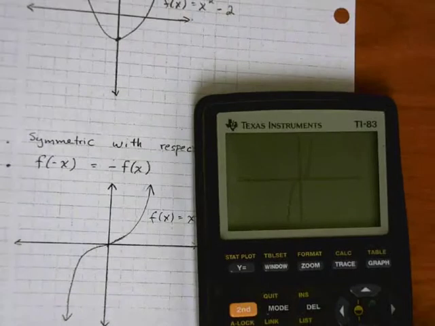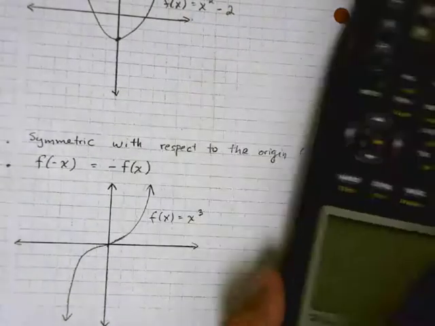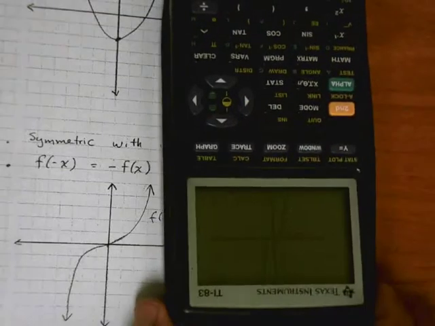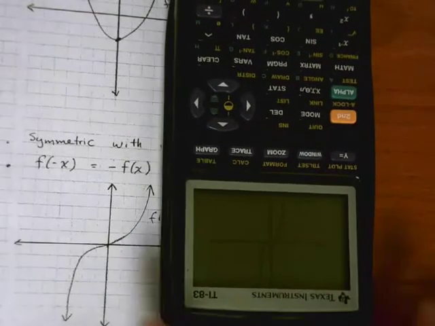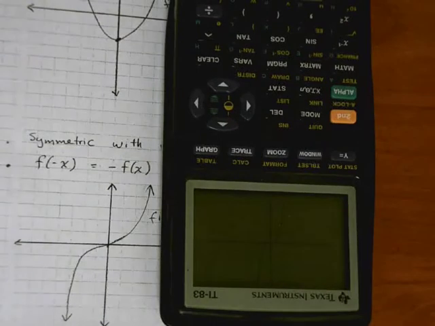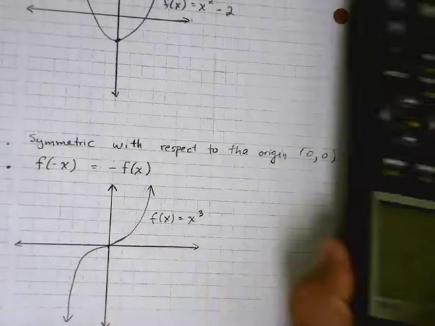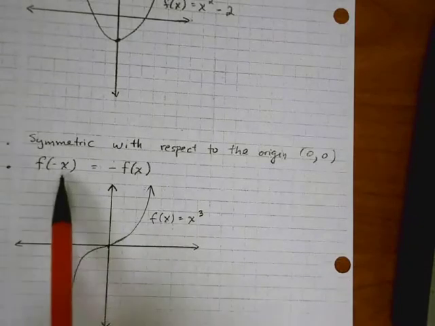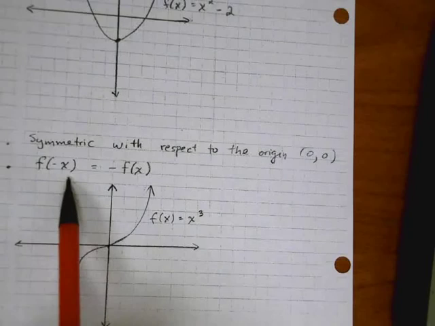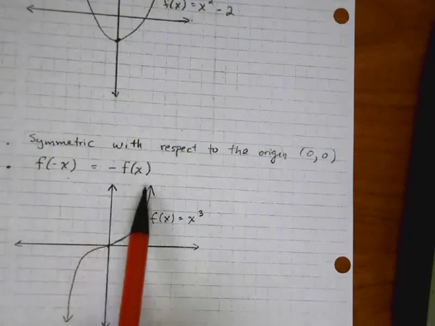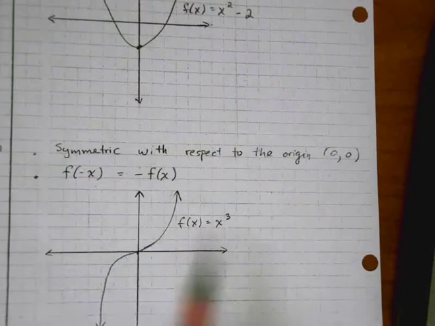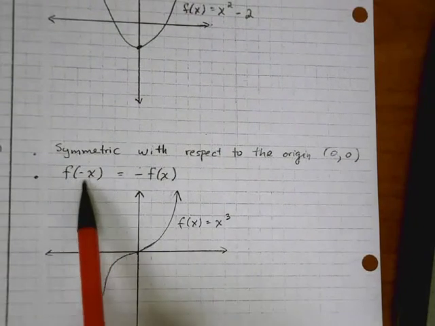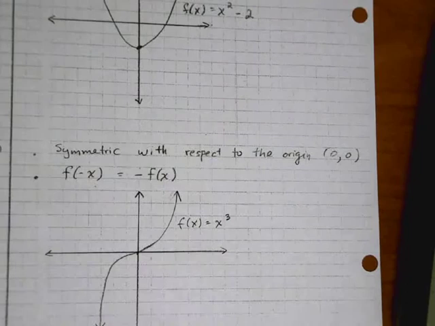Now, if I take this and I turn it 180 degrees, I effectively have the exact same function again. That's what we mean by symmetric with respect to the origin. If I take it and turn it 180 degrees, I end up with the exact same function again. And that's the definition of odd. I also have an algebraic definition here: f of negative x is the same thing as negative f of x. If you have some trouble interpreting what this function notation means, please go back and watch the video on function notation.